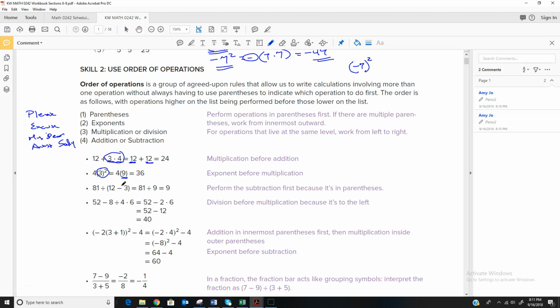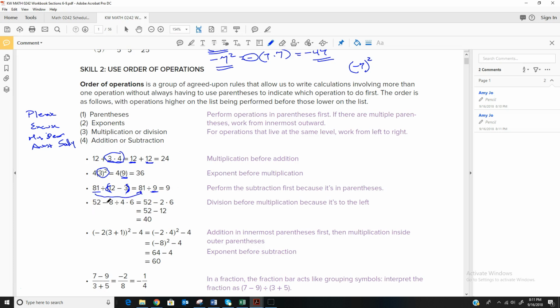So in this case, we are going to do the subtraction first, even though subtraction is the last step. It's because what takes over in this situation is that we have a parentheses. So we're going to do what's in the parentheses first. That's going to get us 9. And then 81 divided by 9 is 9.